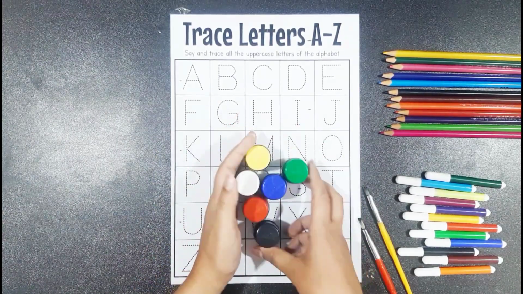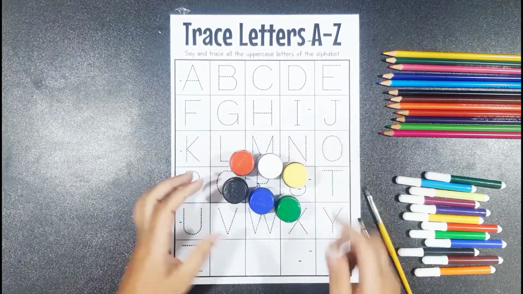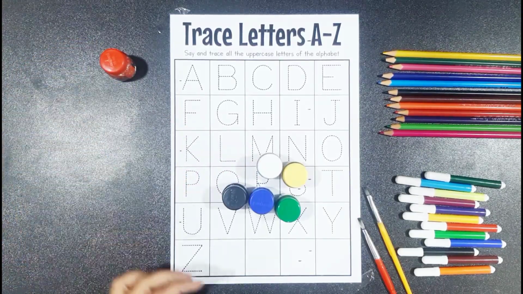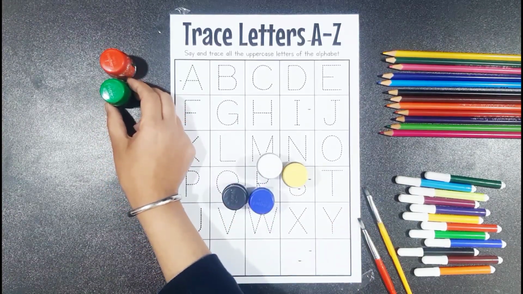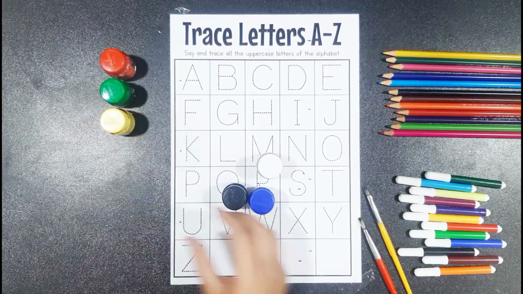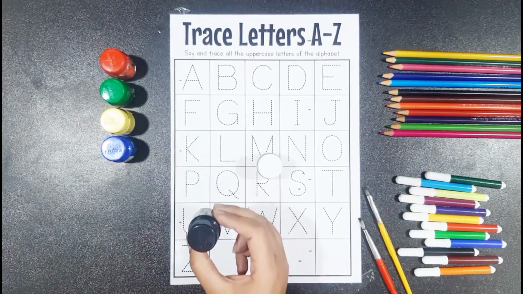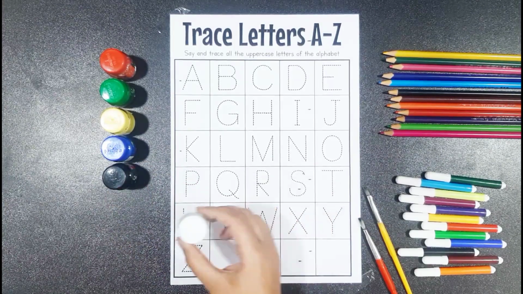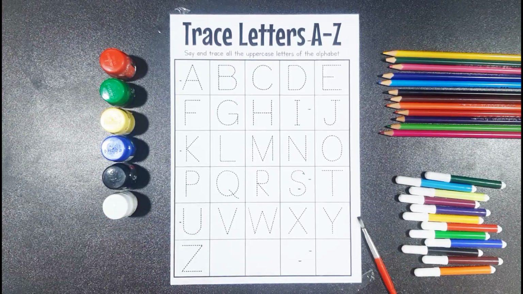Today we are going to trace the letters and learn about colors. Let's start. Red color, green color, yellow color, blue color, black color, white color. Let's start.